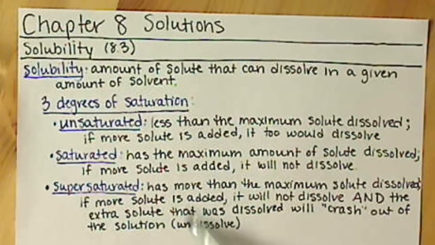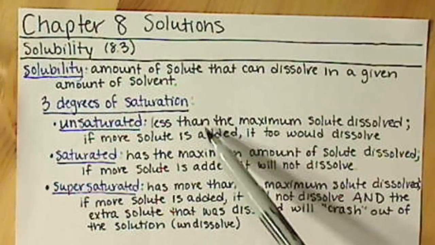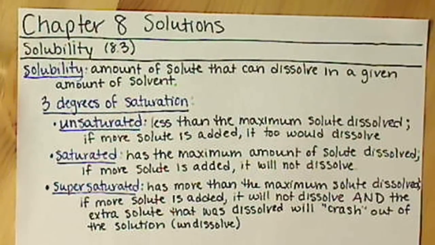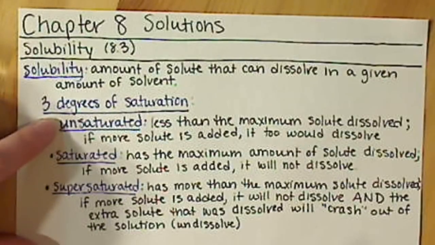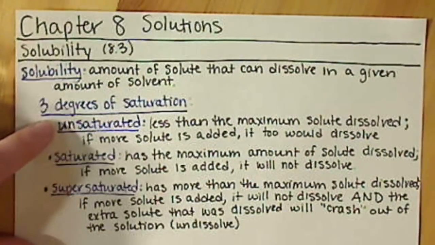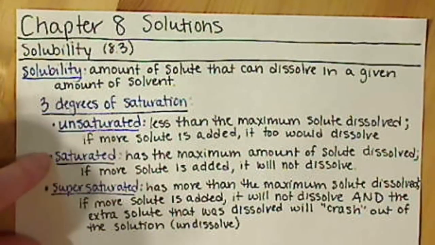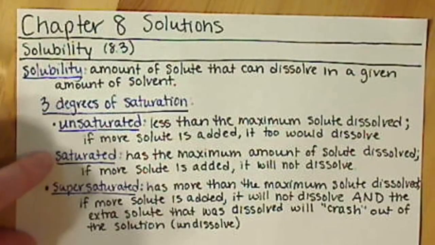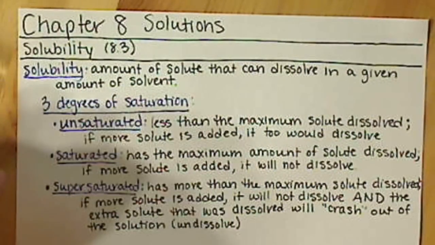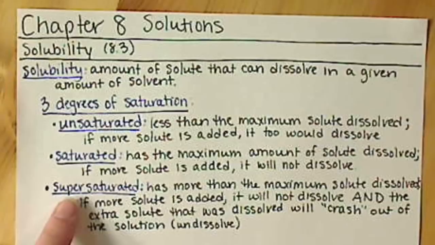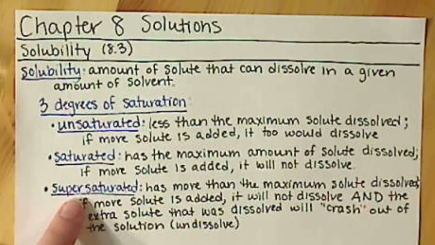One of the things I like to think about with these degrees of saturation is making a simple syrup solution. If you take sugar and dissolve it in water, you start out with an unsaturated solution, and then you stir and stir, and you add enough sugar so that you have a saturated solution. Now, one of the ways you can manipulate a sugar solution to become supersaturated is by heating it.